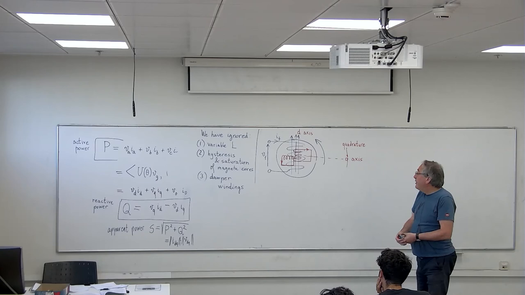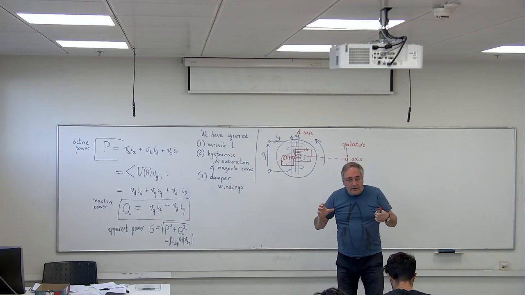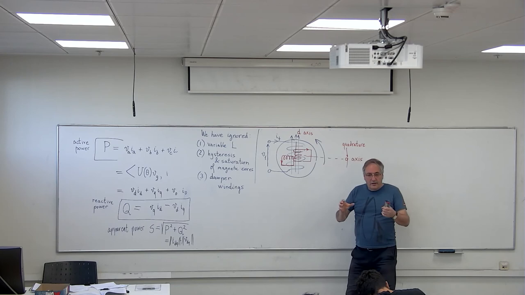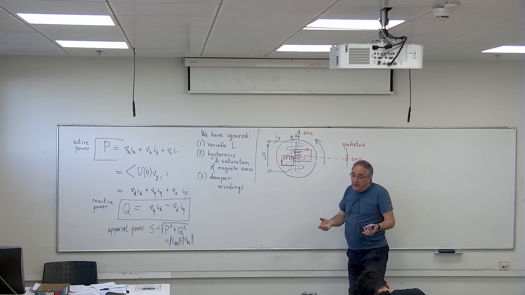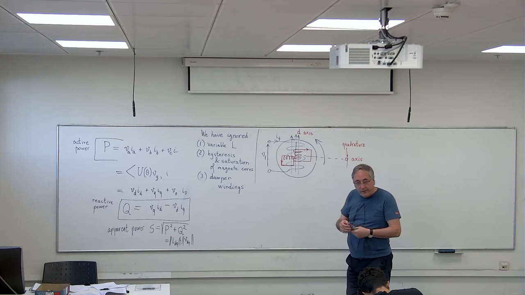These windings act as if there would be, in addition to the synchronous machine, a small induction machine on the same axis. So it is as if you would have a small induction motor sitting on the same axis of the synchronous machine. And what is the effect of this?